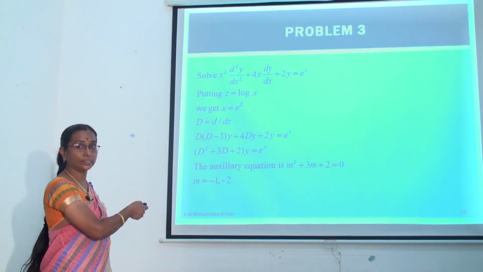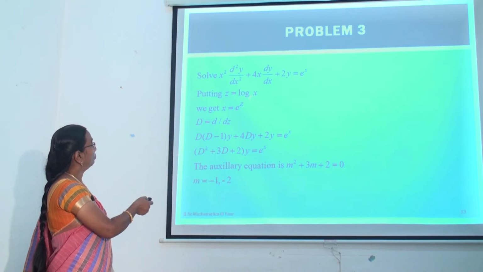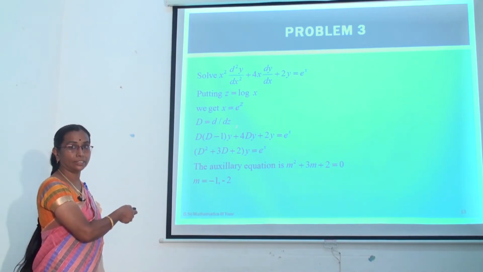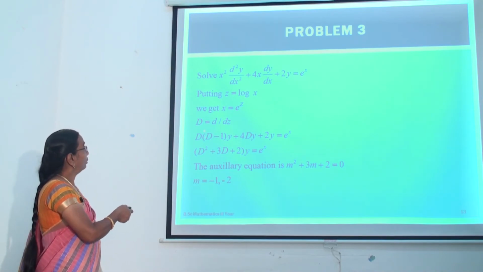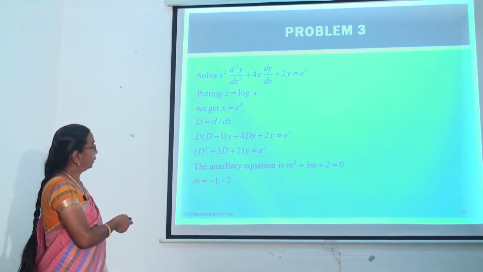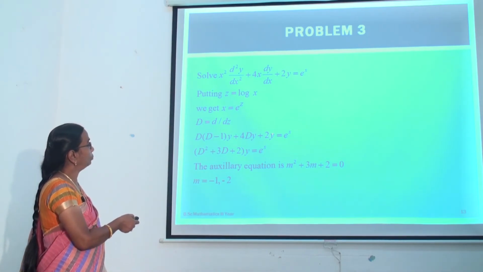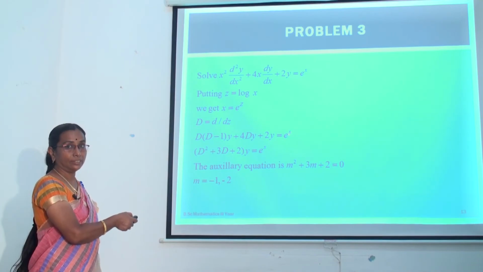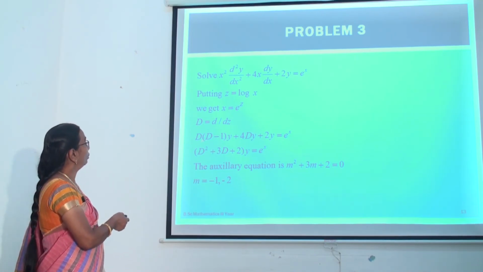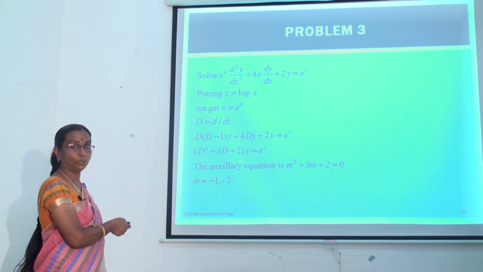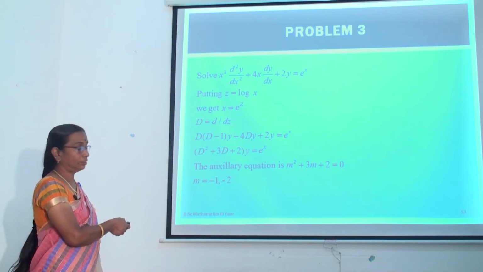z is equal to log x. Then x is equal to e power z. What is capital D? D is d by dz. Therefore the problem becomes D into D minus 1 y plus 4 D y plus 2y is equal to e power x. Here we are not converting e power x into z. Now if you simplify, you will get D squared plus 3D plus 2 y is equal to e power x.